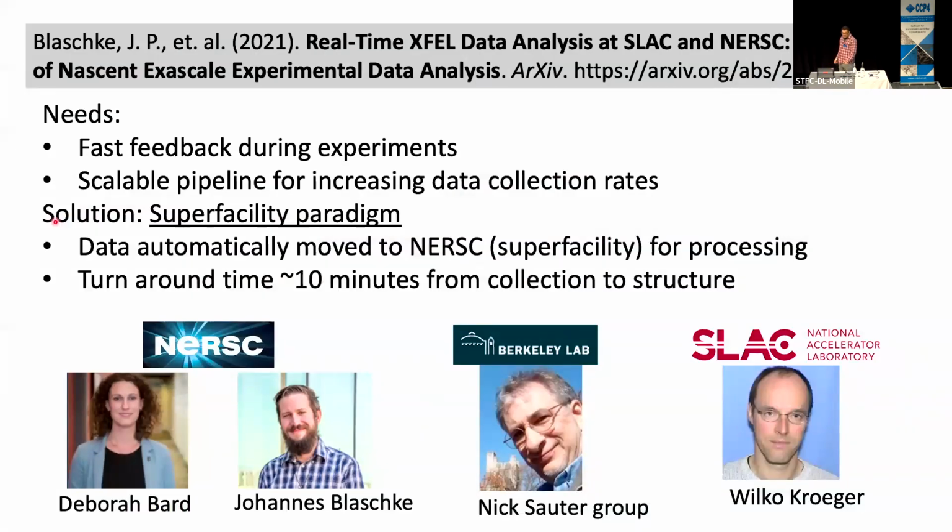So this is the work of Johannes that I'm going to talk about next. We did a trial run of the superfacility model for serial. So what that means is for two user experiments, we did it for 2 experiments. We wanted to see, can we provide adequate feedback, and is the pipeline scalable?